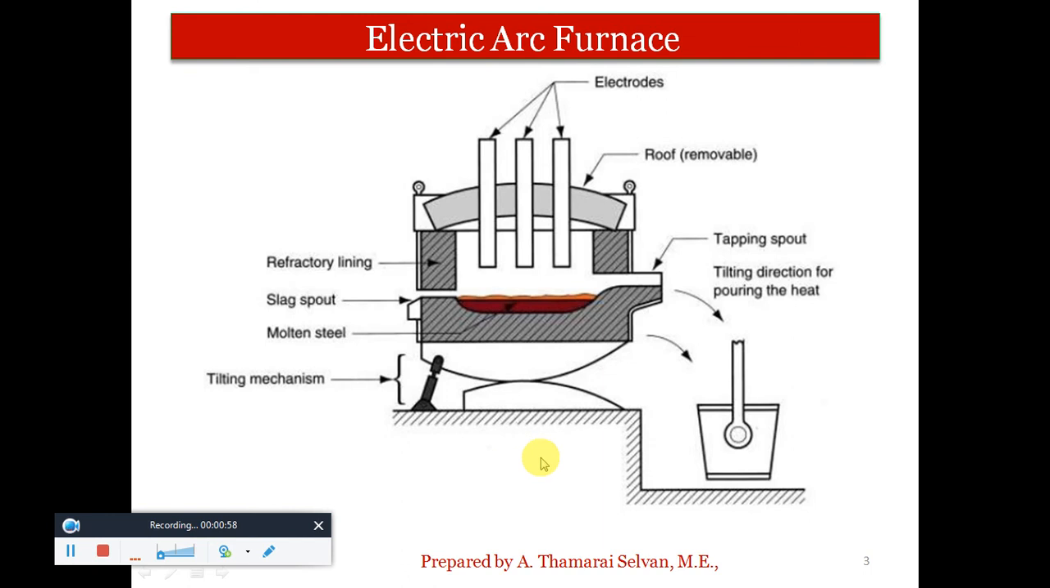So this is a schematic representation of an electric arc furnace, where the heating filament is very important for melting of these metals or alloys. Here it consists of 3 electrodes, and it also has a removable roof, and inside this furnace we have refractory lining, and we have a tapping spout to bring the molten metal outside. It will have some tilting arrangement, so that with the tilting mechanism, it can be tilted and the molten metal can be dropped into the crucible or the buckets.